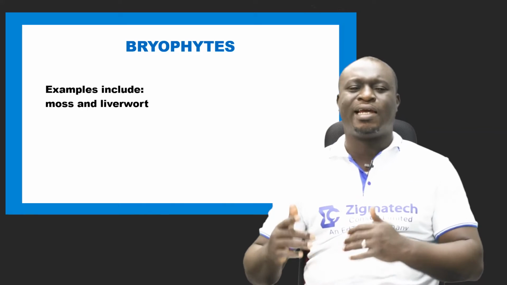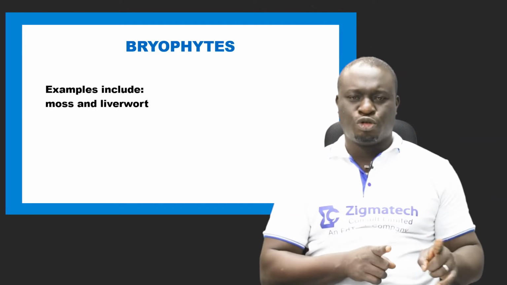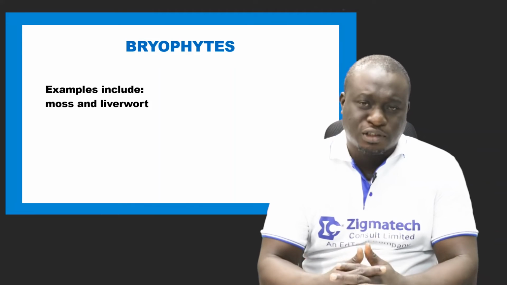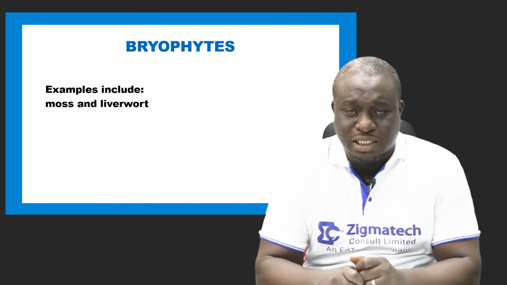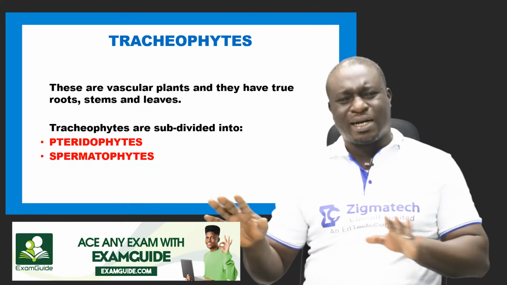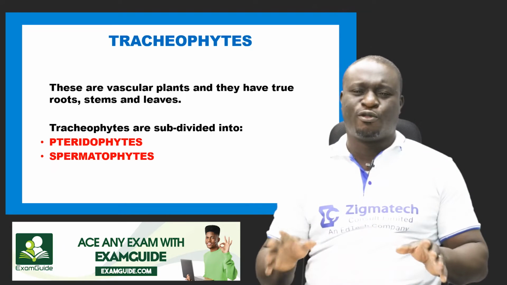And so we can say they do not have true roots, true stems, nor true leaves. Examples of bryophytes include the moss and the liverwort. Now, the third division in Kingdom Plantae, or in the classifications of plants botanically, is what we call the Tracheophytes.